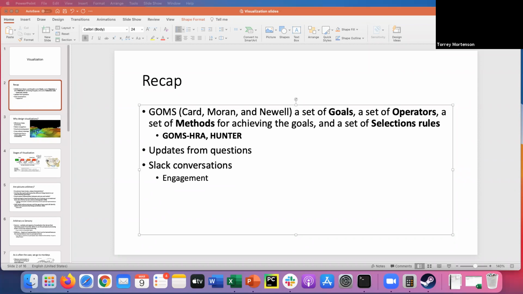Let's see. And then, yeah, I like sharing the explainable AI stuff. That's one thing I wanted to stress: explainable AI is a human factors problem. So it's important to understand that. Going back to the GOMS example, yeah, we talked about that a little bit.